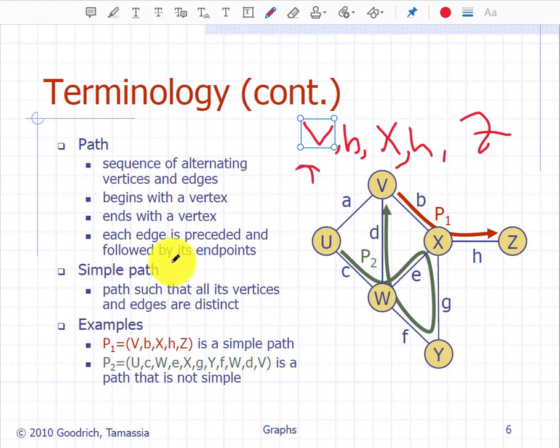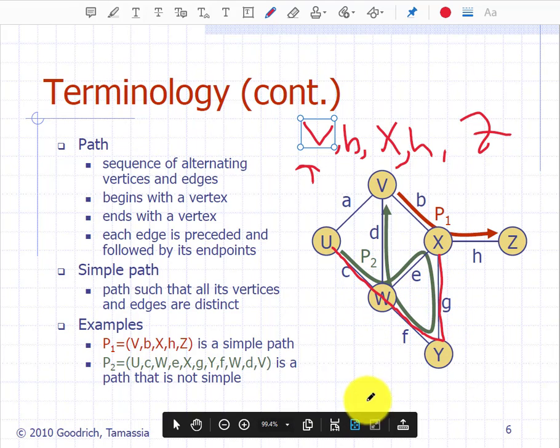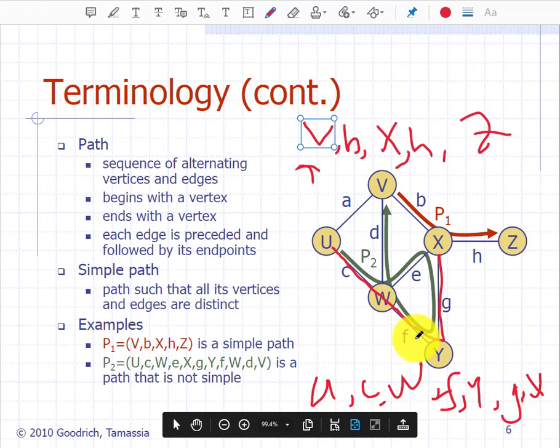Let's try another example. Let's suppose we're going with this path. It'll be U first, then C, then W, then F, then Y, then G, then X. This is an example of another path. So we can have many different paths.